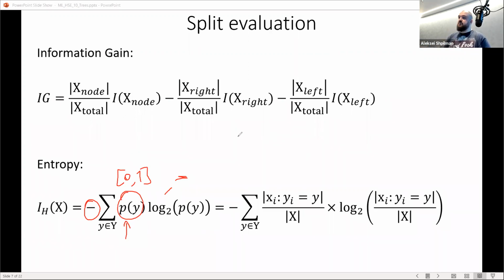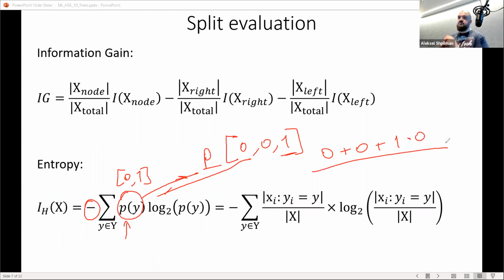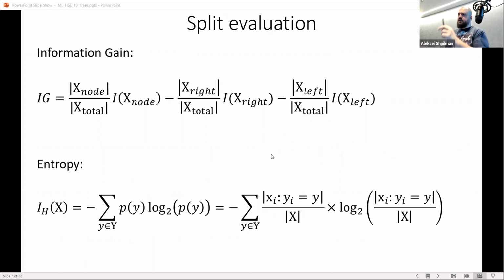And a perfect situation, I'll just write probabilities, is 0, 0, 1, correct? And in this situation, for the first two classes, this is 0. So it's just 0 plus 0 plus 1 times logarithm of 1, which is 0. All right, so this is the best entropy, 0. When all points belong to the same class, it's 0. When it's not, then it's higher, right? And I think for 3 classes, it's somewhere around 1.5, I don't remember. It's 1/3, 1/3, 1/3. We'll see an example, I think.